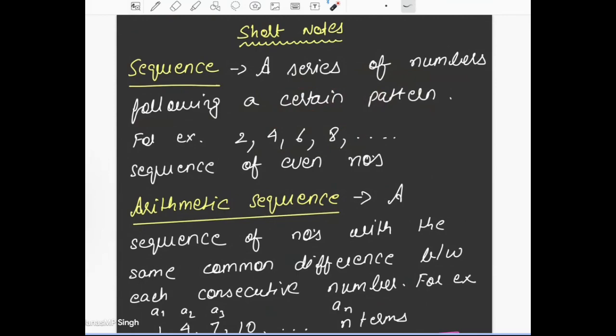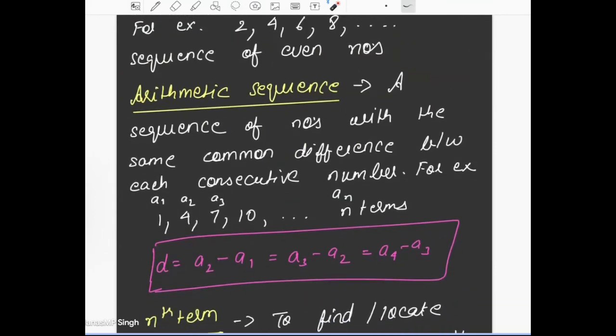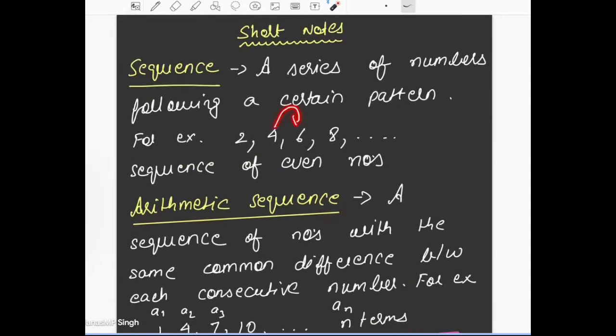Correct? So there can be different types of patterns, but when you increment by a fixed number, like if I need the next number and I'm adding the same value each time, then it is called an arithmetic sequence, right? So a sequence is generally a series of numbers following a certain pattern. An arithmetic sequence means a sequence of numbers which has a common difference. What is this common difference? 2. So 2 is the common difference.